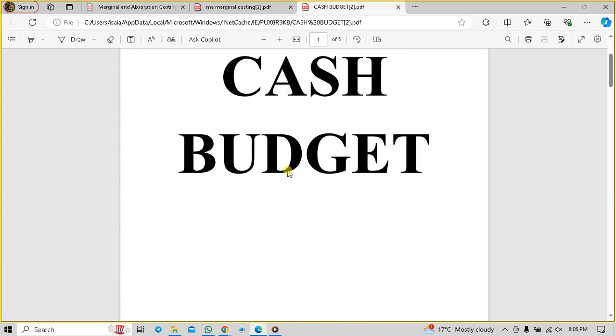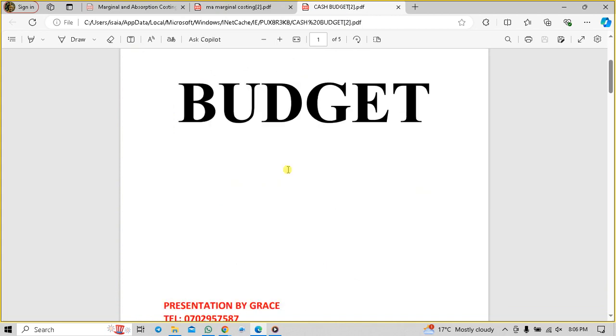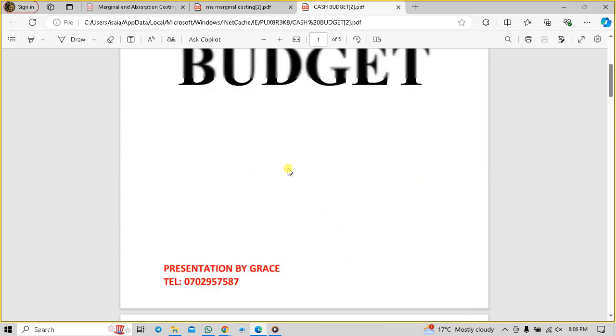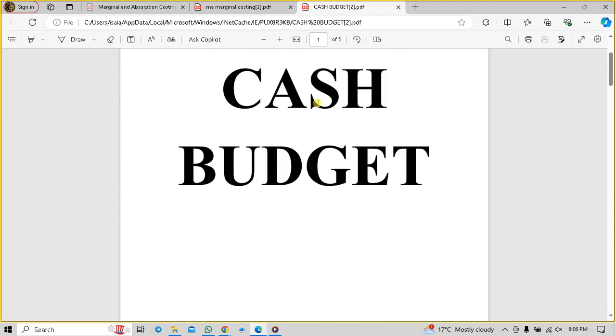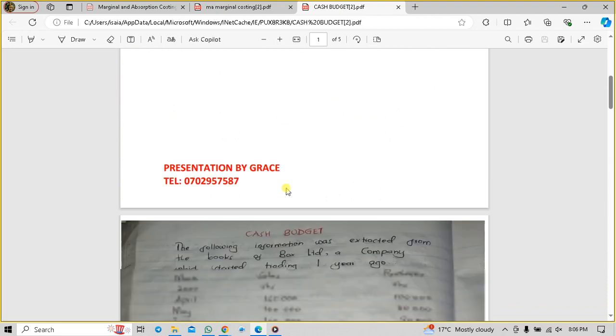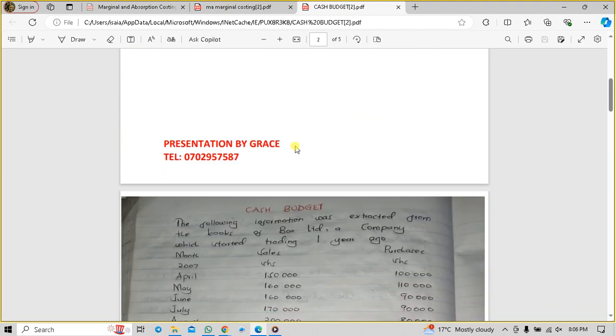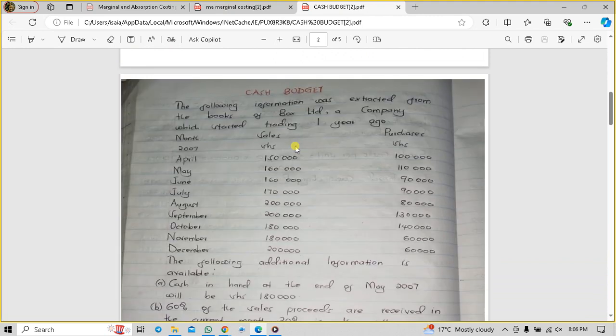We want to go to what is called budgeting, and you're going to start with what is called a cash budget. And then you're going to look at the other different types of budgets. We have flexible budget, sales budget, purchases budget, but you're going to start with cash budget.